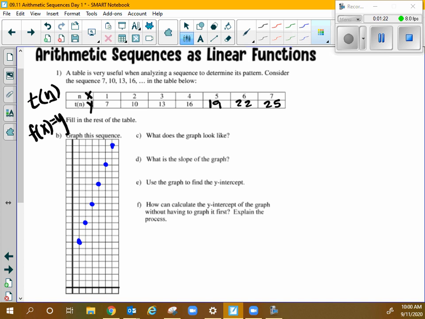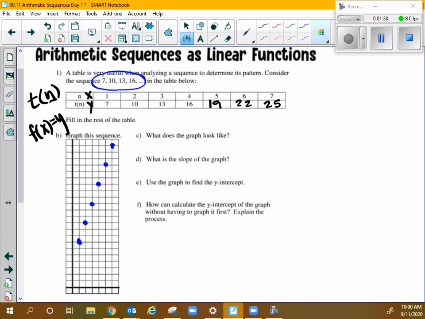They are not connected. It's just points. It's a sequence. There was nothing in between it. Okay, so if you have it connected, just erase in between. This is not connected. So what does the graph look like?